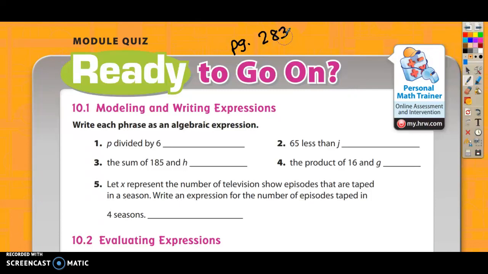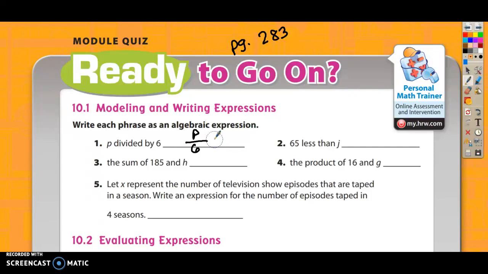All right, 10.1, Modeling and Writing Expressions. It says, write each phrase as an algebraic expression. It says p divided by 6. The best way to write this, by far, is to write p over 6. We don't want to use the division sign. We want to use a fraction.